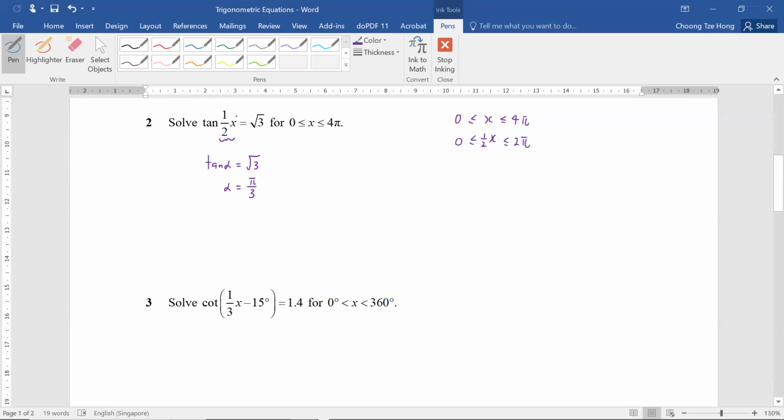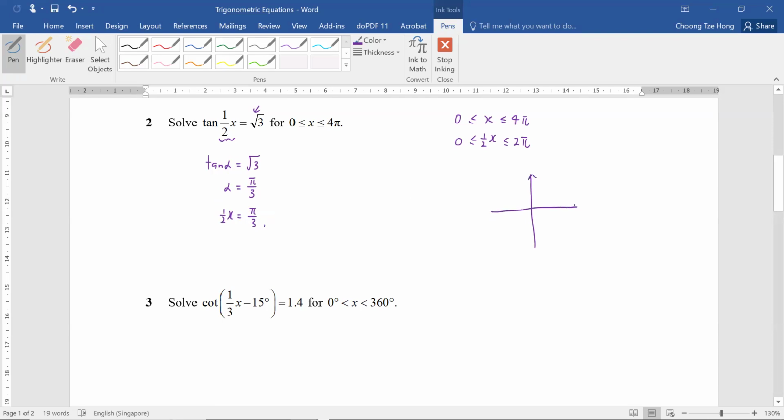Now for tangent, you look over here, this is positive, right? So tangent is positive, so we want to search in the first and third quadrant, ASTC. First and third. In the first quadrant, remember the angle now is half x, it will just be equal to the basic angle. In the third quadrant, it will be 180 plus the basic angle, but now we are working in terms of radians, right?